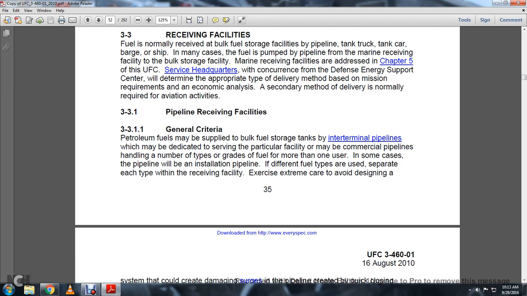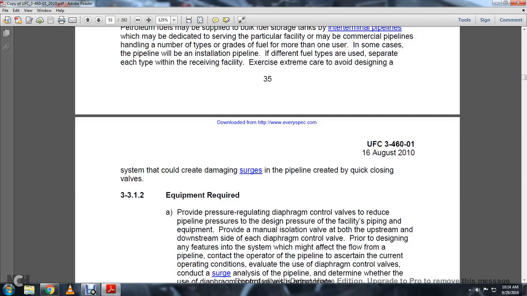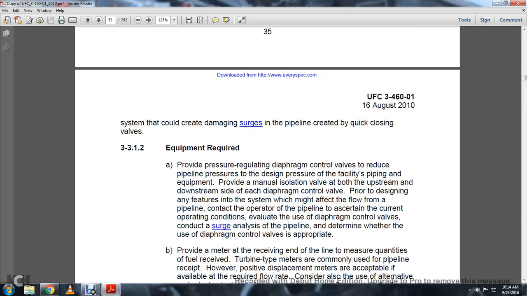3.3.1 Pipeline Receiving Facilities. 3.3.1.1 General Criteria. Petroleum fuels may be supplied to bulk fuel storage tanks by intermediate pipelines, which may be dedicated to serving a particular facility, or may be commercial pipelines handling a number of types and grades of fuels for more than one user. In some cases, the pipeline will be an installation pipeline. If different fuels are handled, each type requires a separate receiving facility. Exercise extreme care to avoid designing a system that could create a damaging surge in the pipeline caused by quickly closing valves.